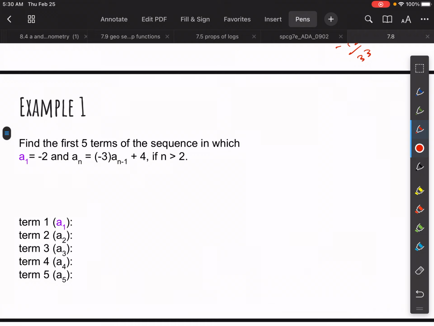So example 1, this is in your notes now. It says find the first 5 terms of the sequence in which a sub 1 is equal to negative 2, and a sub n is just following this formula right here. Okay, so what's the first term? That's given. The first term has to be given with these recursive formulas. So this is negative 2. Now this is saying take negative 3 and multiply it by the previous term. So we're going to multiply by negative 2, then we're going to add 4. Okay, negative 3 times negative 2 is 6. 6 plus 4 equals 10. So my next term will be 10. Alright, but now watch what happens.